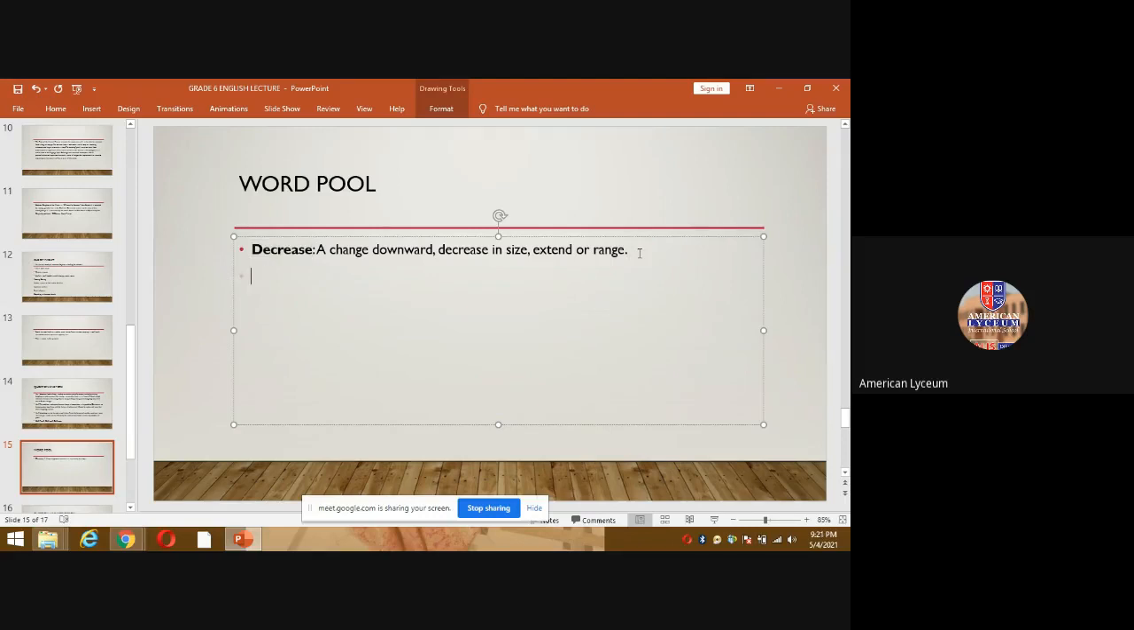What is the next word we have? Reduce. To reduce, so we can write: to decrease. To reduce. Second word is to reduce, cut down. This time the word pool is easy. All the words are familiar. Make a reduction in.